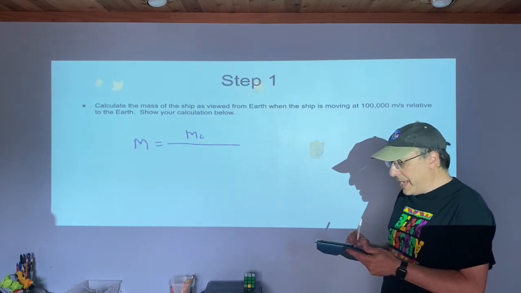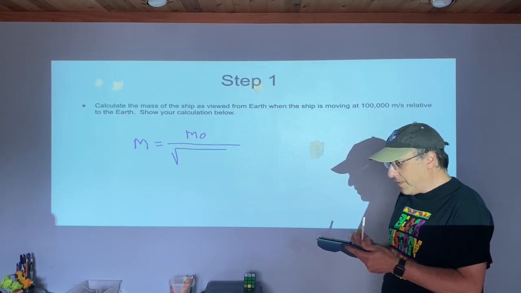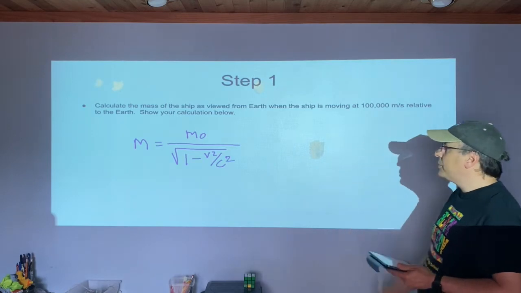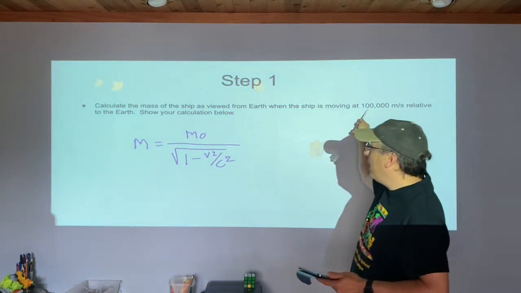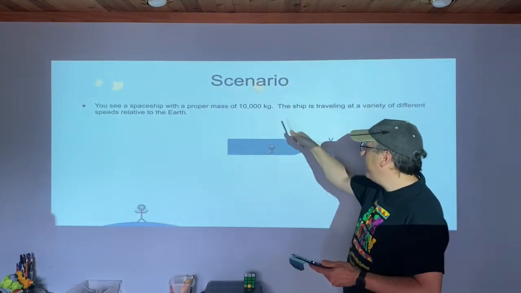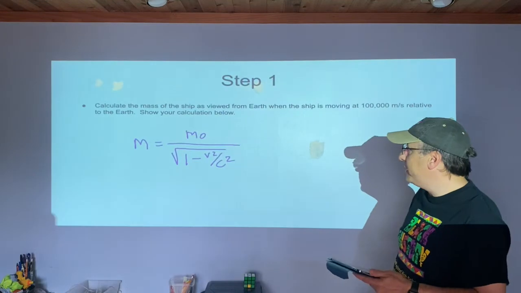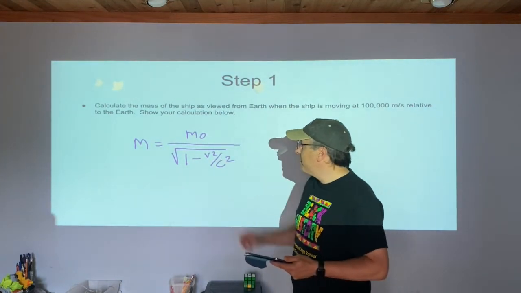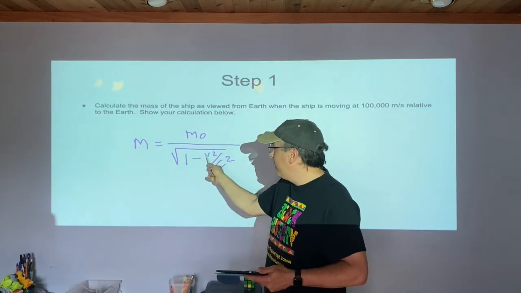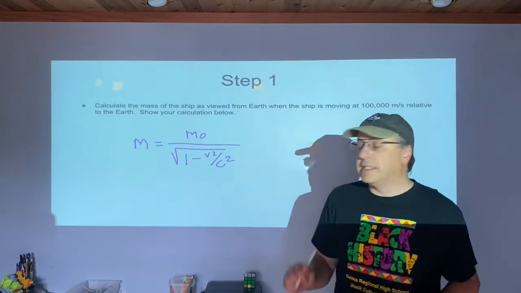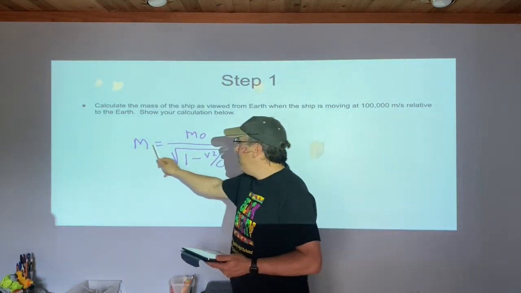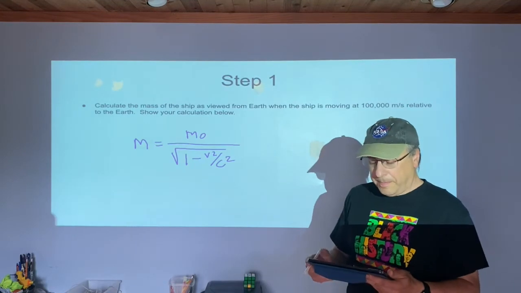Again, the proper mass goes up top. Your fraction goes down the bottom. Your radical goes down the bottom of the fraction. We said the ship had a mass, we already had that, of 10,000 kilograms, so make sure that goes in for proper mass. And then the velocity is 100,000, plug that in here. Be careful, don't mess these up or you won't be able to figure out the conclusion today. And then get the mass as viewed from Earth.